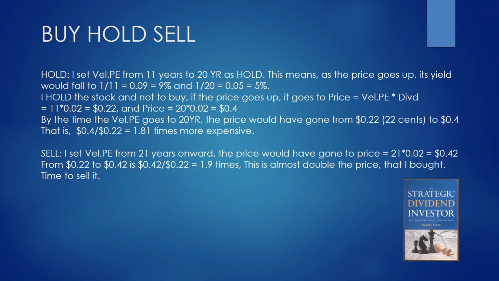Sell. I set velocity PE from 21 years onward. The price would have gone to price equal to 21 times 0.02 equal to 0.42. From $0.22 to 0.42 divided by 0.22 equal to 1.9 times. This is almost double the price that I bought. It is time to sell it.